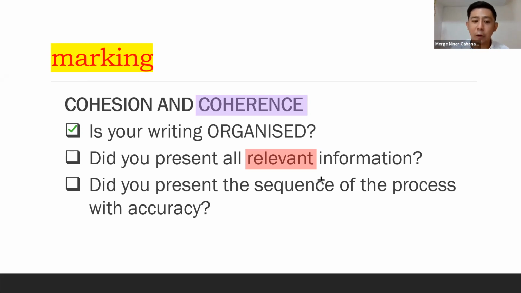And now, presenting the sequence, okay? Presenting the sequence of the process with accuracy here is also very essential. So in terms of presenting the sequence of the process with accuracy, we're going to use our statistical language, which is appropriate for our discussion. Now, that is coherence. But what about cohesion?